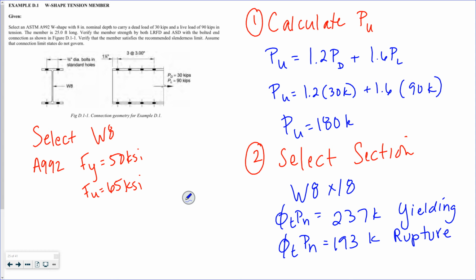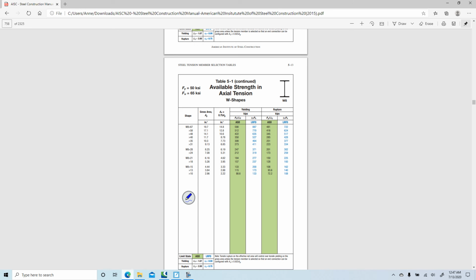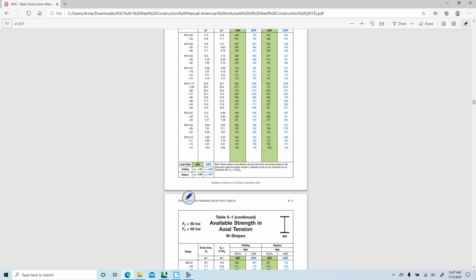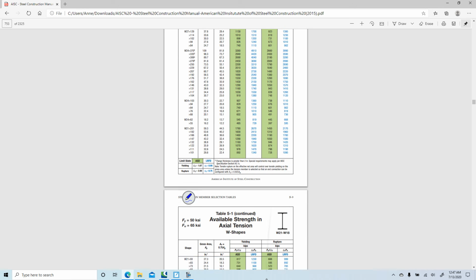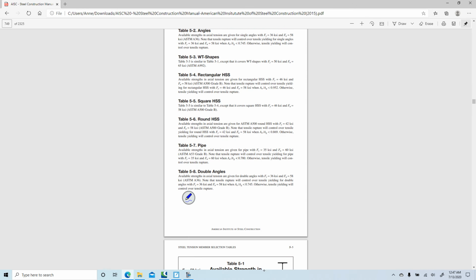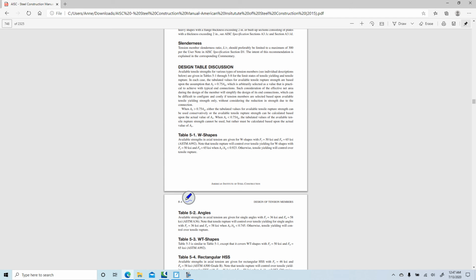Right? So, now if you recall, let's go back and look. There are two big assumptions in these tables. Does it say in them? No, it says it in the commentary at the beginning of the part. Design table discussion. It's assumed that your effective area is 0.75 AG, 75% of your gross cross-sectional area.